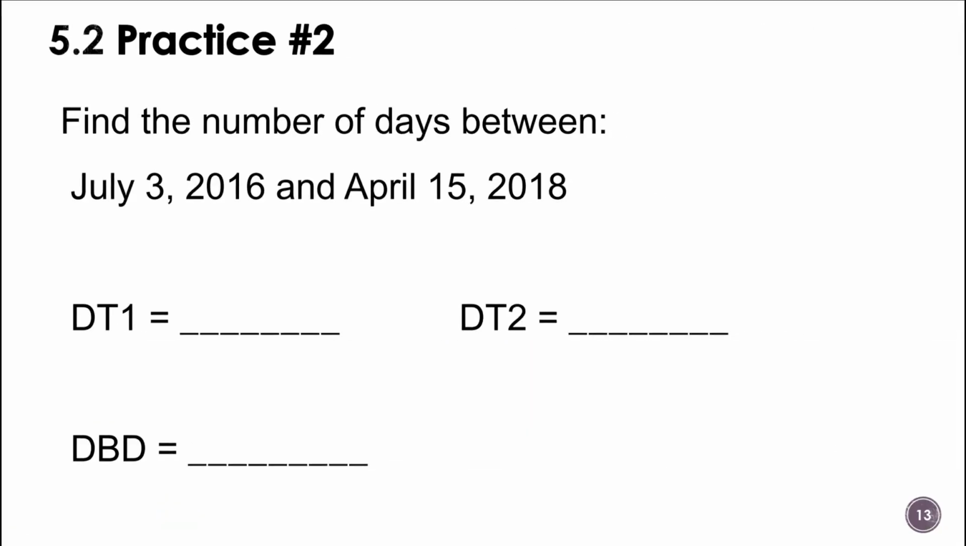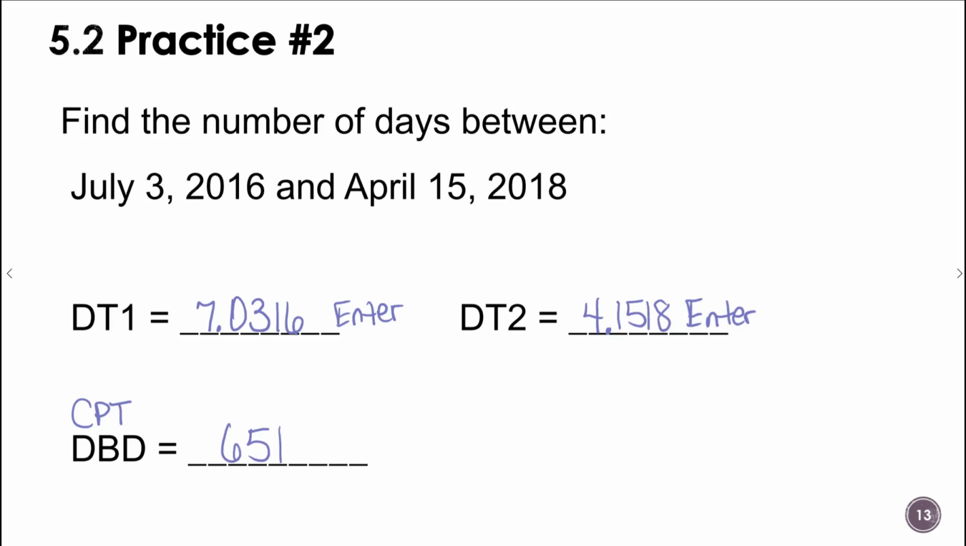And then let's look at another one. So days between dates on this one, July 3rd, 2016 to April 15th, 2018. So for July, that's the seventh month, so it's 7.0316. You have to put in two digits for the day and two digits for the year. April's the fourth month, so that's 4.1518. And then days between dates is what you compute, right? Press compute. And don't forget that you're going to use enter after each one of these. All right, we push enter. And we end up with 651 days.